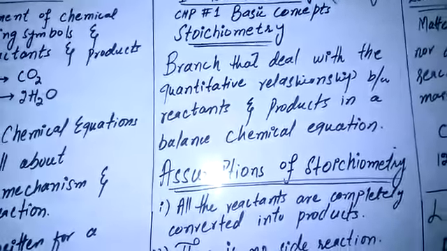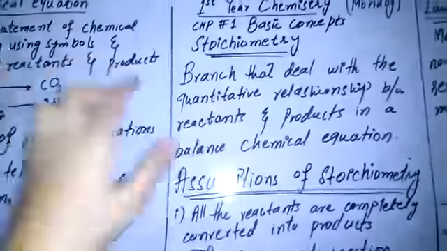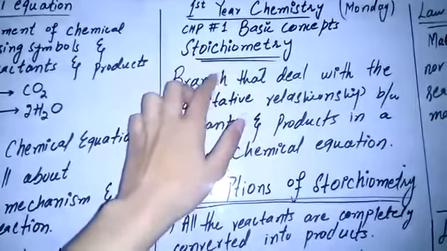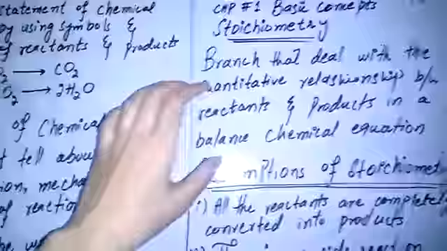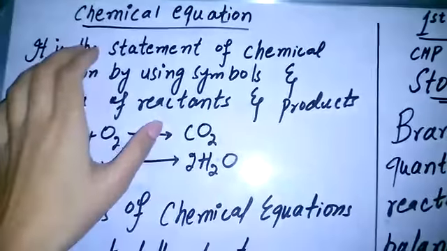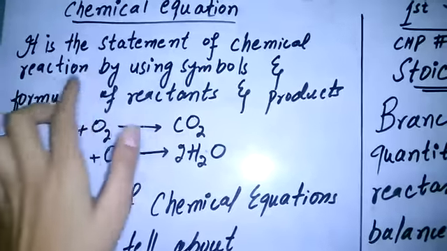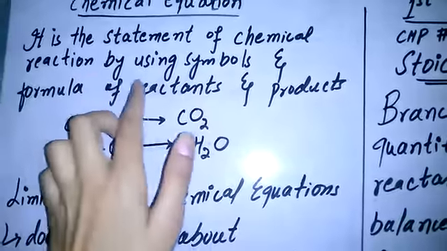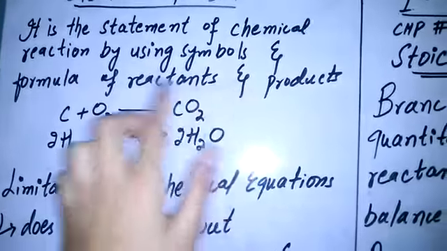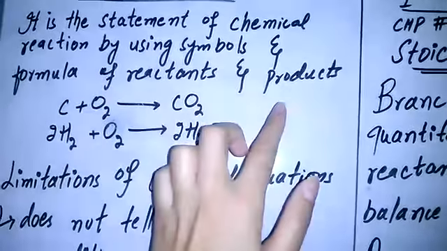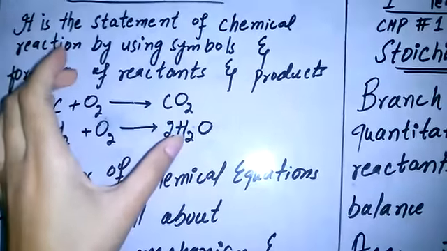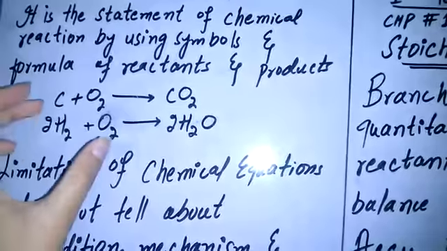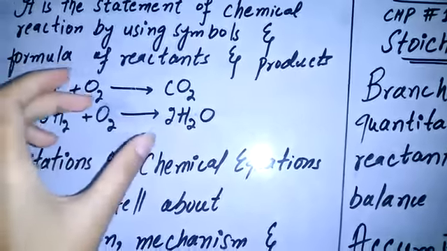Today we will discuss a basic concept of chemistry, that is stoichiometry. Before we discuss stoichiometry, let us look at the chemical equation. Now, what is the chemical equation? It is a statement of a chemical reaction by using symbols and formulas of reactants and products. It means the chemical equation is the representation of a chemical reaction by using different symbols and formulas.